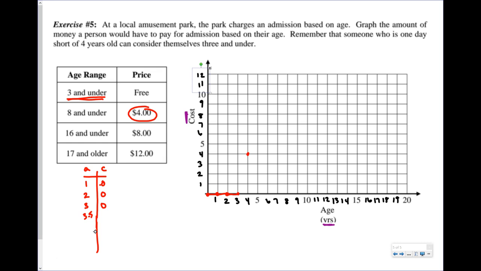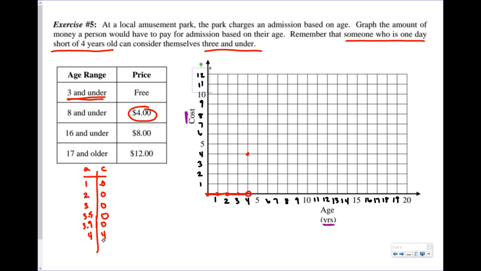If I'm 3.5 years old, I'm still actually considered 3, because remember what this says? Someone who is 1 day short of 4 years can consider themselves 3 and under. So even though I'm 3.5, I'm still technically 3. I'm still going to pay nothing. So as I get up here to 4, if I'm 3.9, I'm going to pay nothing. So this is where that open circle comes into play. Because the minute I hit the age of 4, what are they going to charge me? $4. Boom. So I have that step right there at age 4 where I no longer get into the park for free. At age 4 in my table, suddenly I'm going to pay $4.